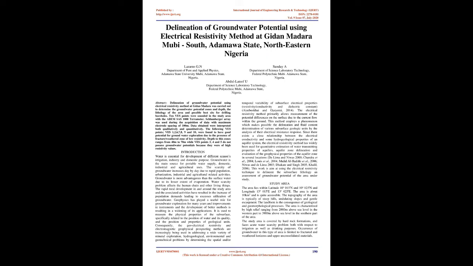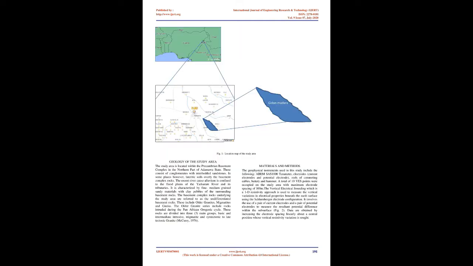Consequently, the geoelectrical resistivity and electromagnetic geophysical prospecting methods are increasingly being used in addressing a wide variety of mineral exploration, hydrogeological, environmental and geotechnical problems by determining the spatial and/or temporal variability of subsurface electrical properties, resistivity/conductivity and dielectric constant, IJERT and OYME, 2014. The electrical resistivity method primarily allows measurement of the potential differences on the surface due to the current within the ground. This method employs a phenomenon which makes possible the delineation and fluid content determination of various subsurface geologic units by the analysis of their electrical resistance response.